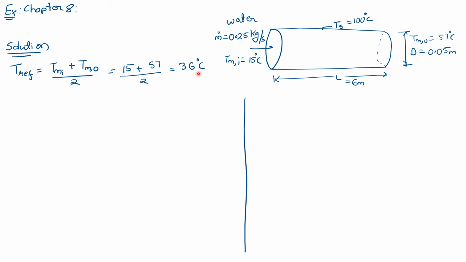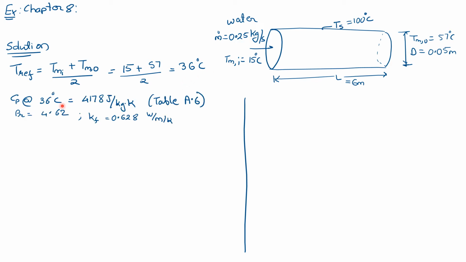So our average temperature is 36 degrees Celsius, and the thermal properties at 36 degrees Celsius from table 8.6 are: the Cp is 4178 J/kg·K, your Prandtl number is 4.62, and your thermal conductivity is 0.628 W/m·K. This has to be meter Kelvin.